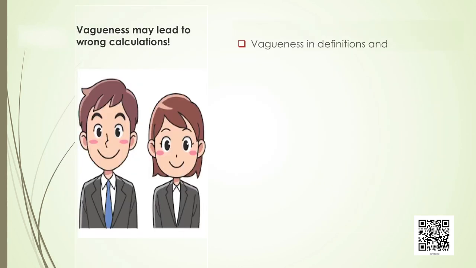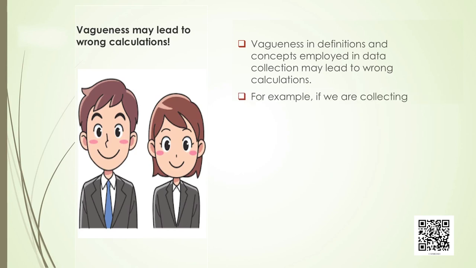Secondly, the vagueness in definitions and concepts employed in data collection may also lead to wrong calculations. For example, if we are collecting data on the income of households, we must make clear how we intend to calculate the required income. People with fixed wage or salary income may be able to give a correct answer, but a businesswoman does not have a fixed income. Her income varies from month to month and she may not maintain accurate records of her income regularly. Then, how do we calculate her income?